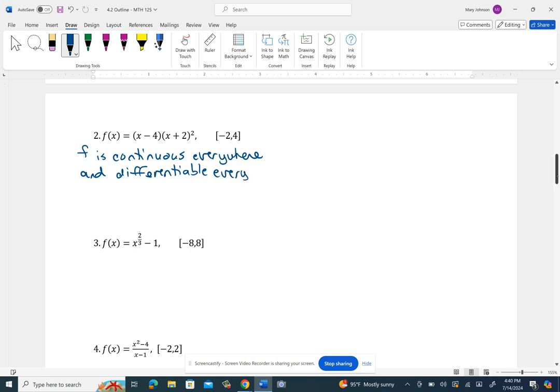If either of those failed, you would just say Rolle's does not apply, even though you might be able to find a min or a max. It wouldn't be because of Rolle's theorem guaranteeing it.